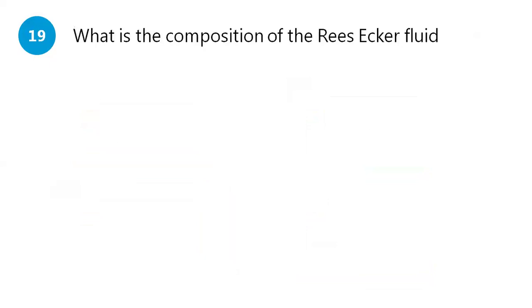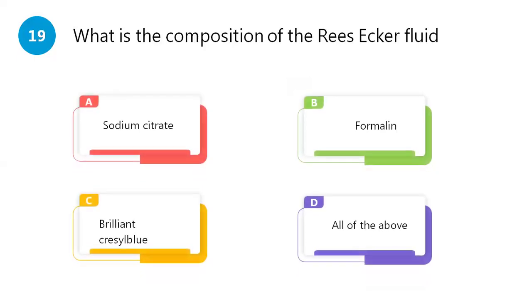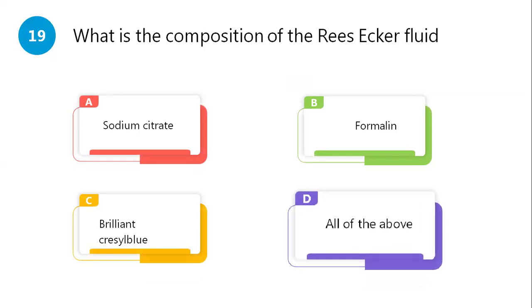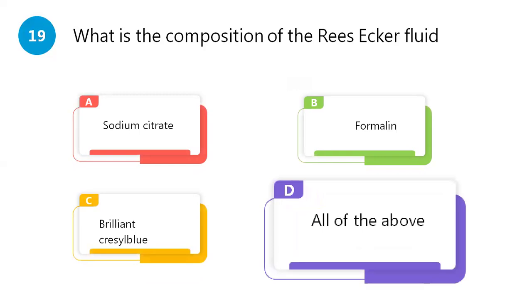Next question, what is the composition of Rees-Ecker fluid? Option A, sodium citrate. Option B, formalin. Option C, brilliant cresyl blue. Option D, all of the above. Rees-Ecker fluid is a diluting fluid for platelet count. The right answer is option D, all of the above. This fluid consists of sodium citrate, formalin, and brilliant cresyl blue.